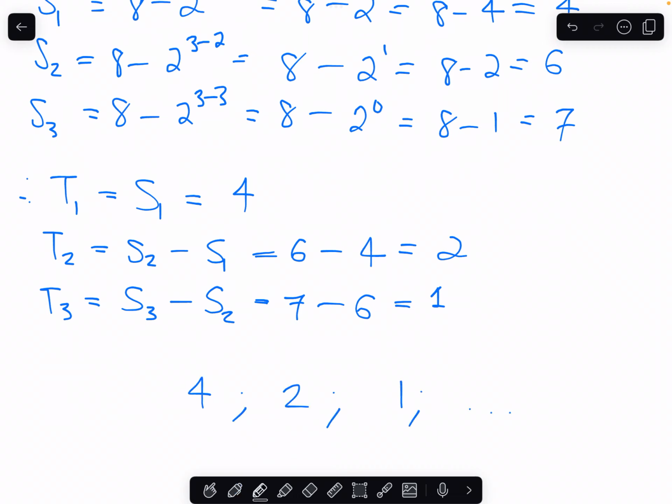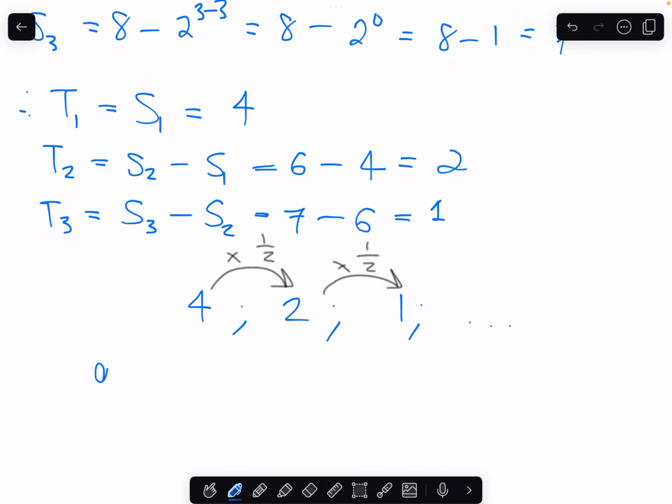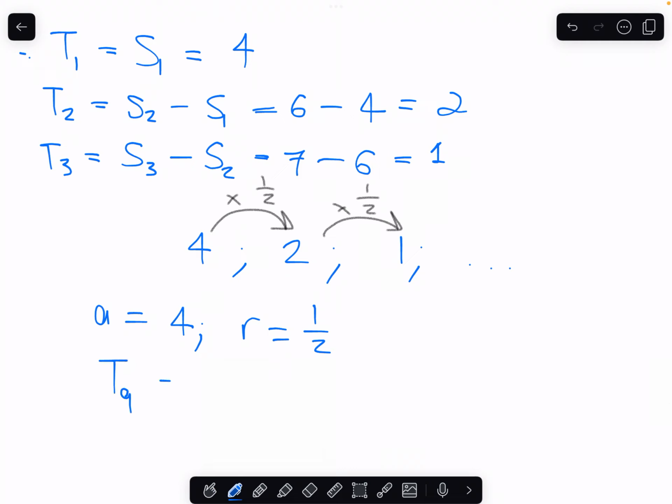What's happening each time? We are dividing by 2 or multiplying by a half. So this is a geometric series where a is equal to 4, r is equal to a half, and we are trying to figure out the ninth term, which we would get by saying a times r to the n minus 1. So our a is 4, our r is a half, and our n is 9. So that is 4 times a half to the 8.